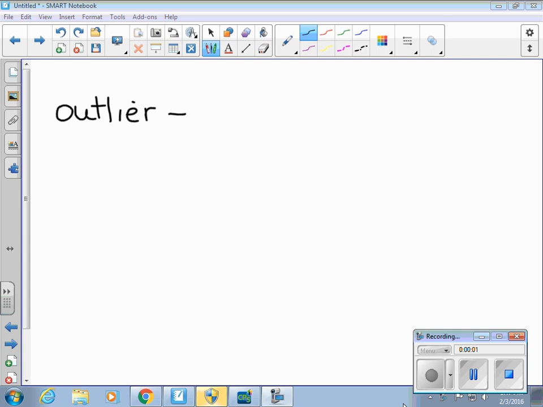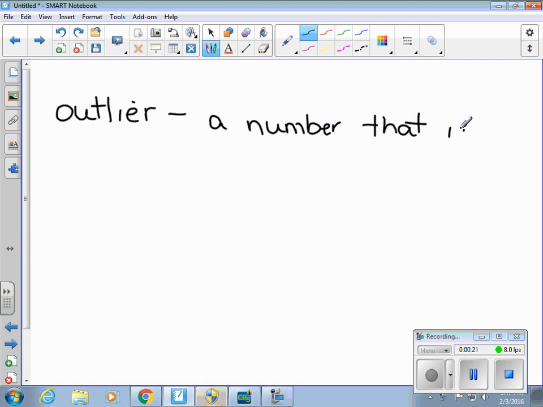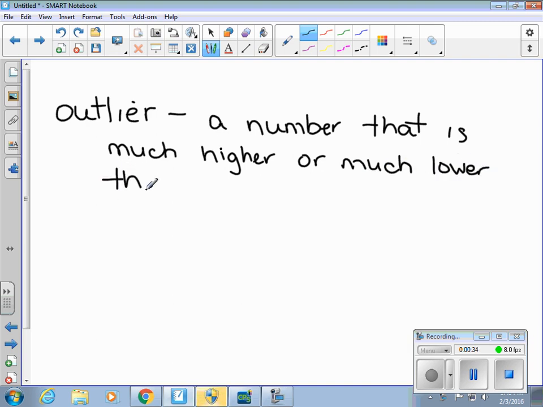It's from yesterday. This is called an outlier. Some people pronounce it outlier. Doesn't really matter about the pronunciation of the word, as long as we know what this means. An outlier is a number that is much higher or much lower than the group of numbers.